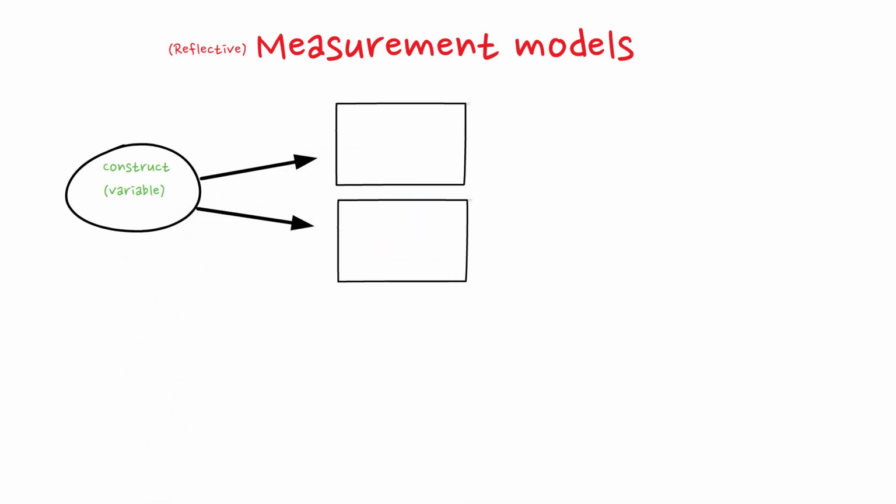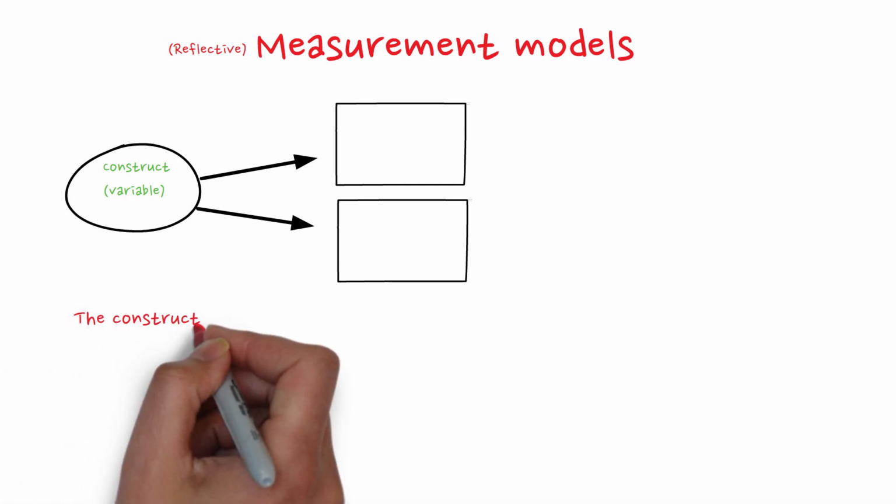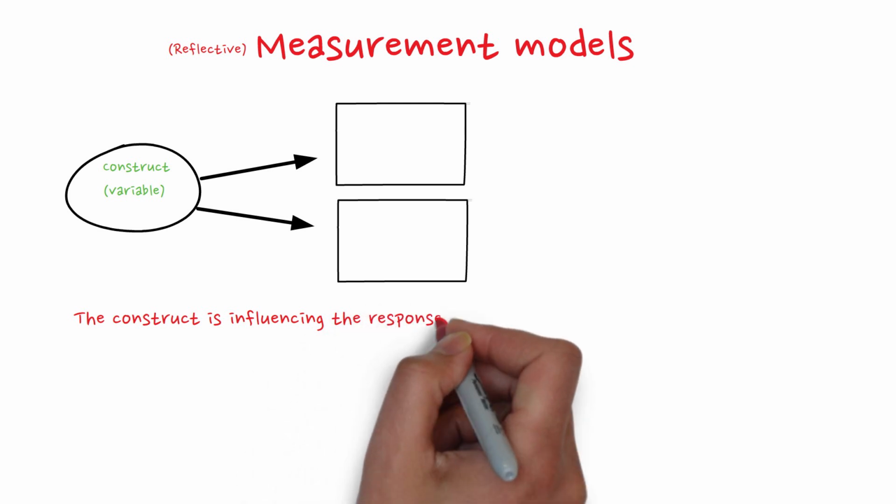Now there are different types of measurement models. In this video, we're focusing on what's called a reflective measurement model. In a reflective model, the arrows go from the construct, the latent variable, to the items. The direction of those arrows is really important. It means that the construct is assumed to influence the responses on the items.